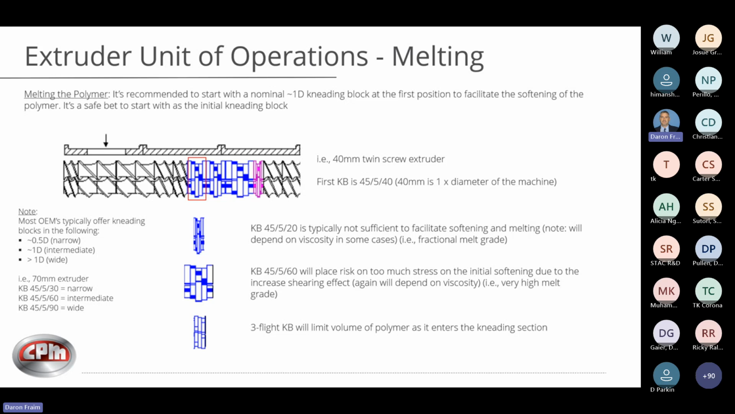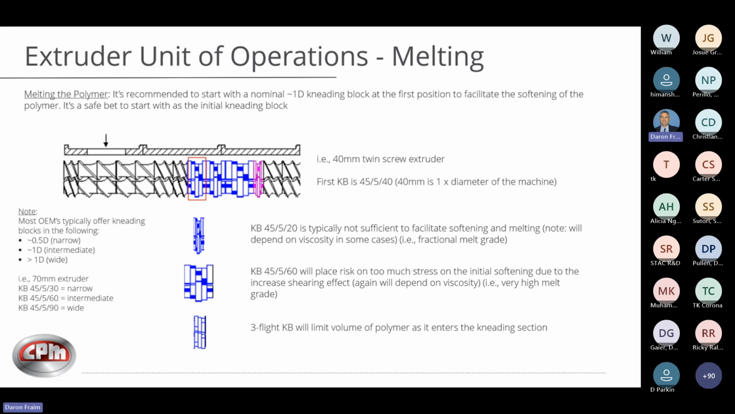Now this can, in the case of a fractional melt where your viscosity is really, really high, so if you're dealing with a 0.5 MFI, this may be sufficient to begin the softening of that polymer. So it's not to say you can't use a narrow one to start with. Same thing on the 45-560 being the large one.